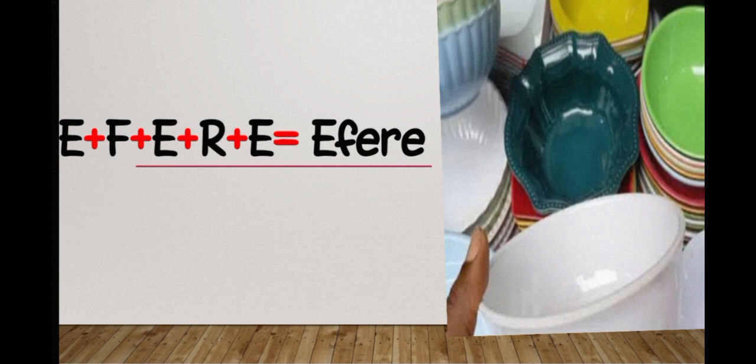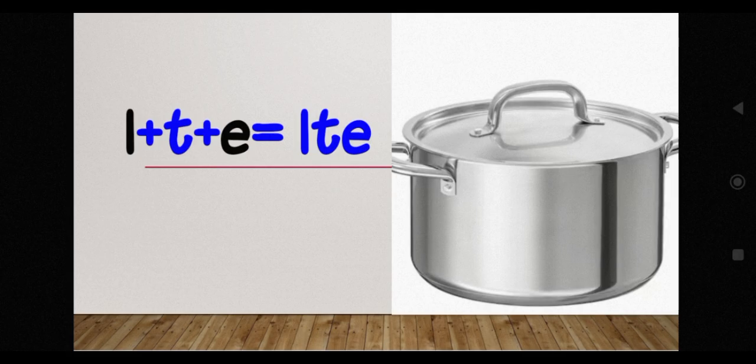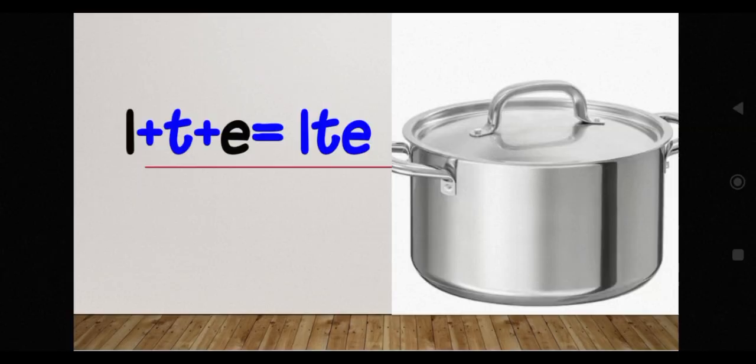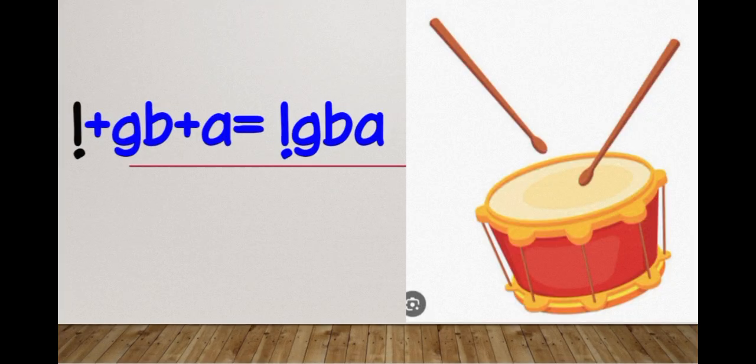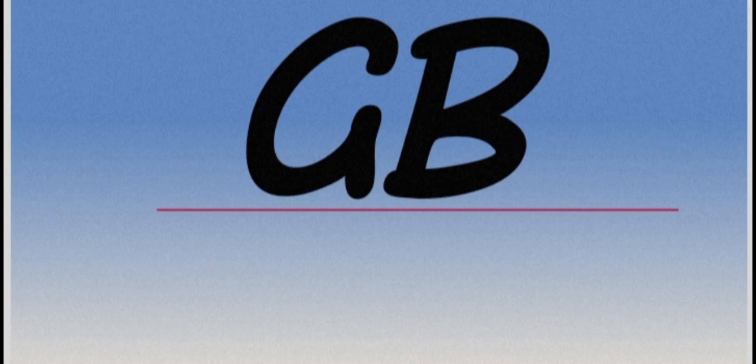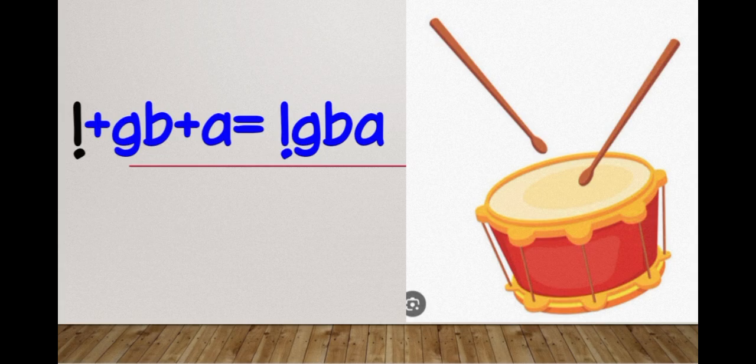Na nke ọzọ bụ ite. How do you spell ite in Igbo? Which means pot. Otu esi spell ya bụ E-T-E. Ite. Nna m zụtara m ite. My father bought me a pot. Na nke ọzọ ịgba, which means drum. Kedu ka esi spell ịgba? Ịgba. It means drum.